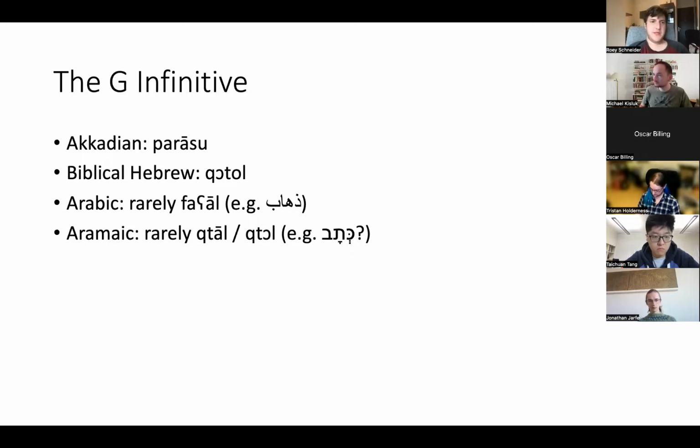Another nice form is the infinitive, but unfortunately, I was surprised to find out that we don't know it from that many languages as always an infinitive. So it does occur in Arabic, but it's not that common, or in Aramaic also. But in Akkadian and in Biblical Hebrew, this is the only infinitive, or the regular infinitive. Parasu, katol. Arabic, there is the example of dhahab. There are other examples, but it's not that common. And in Aramaic, the only one I thought of was ktav, ktava, but I don't know. I'm sure there are other examples as well, but it's not that common.